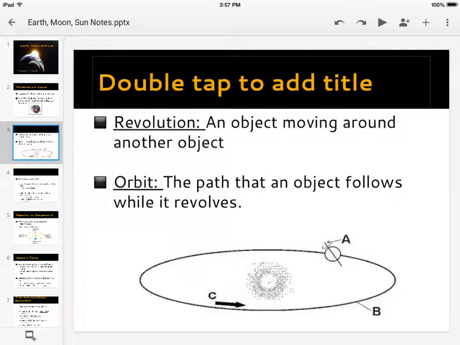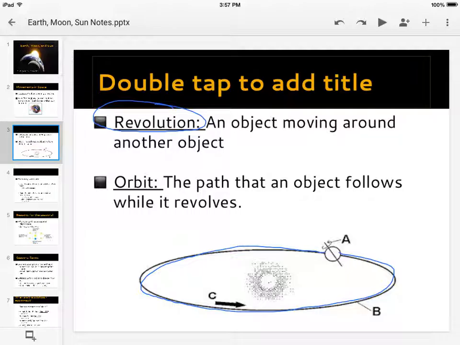The next motion is revolution. The key word there is revolve. I think about a revolving door. You go around and around and around, and you can keep going around and around in a revolving door. But what we do as the Earth right here is we revolve around the sun.